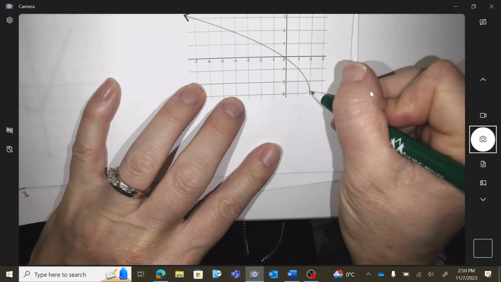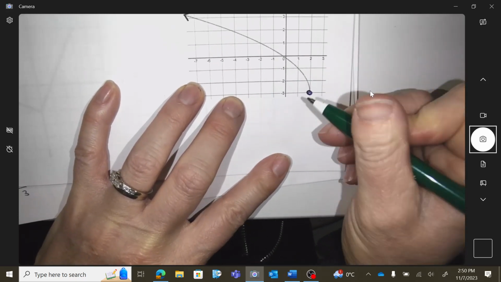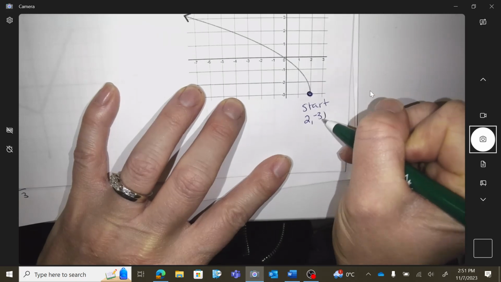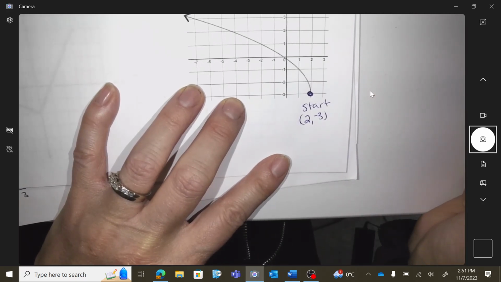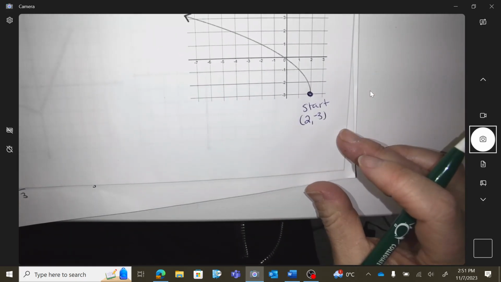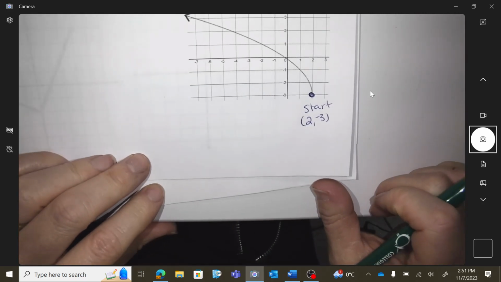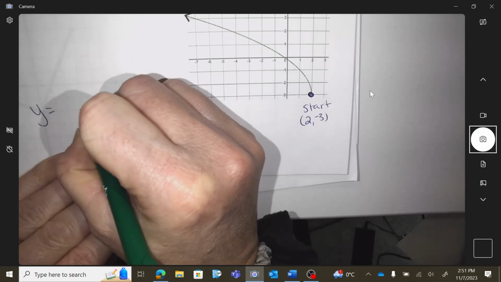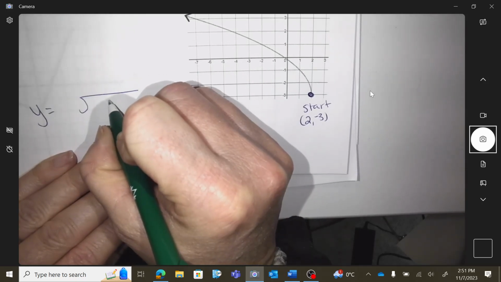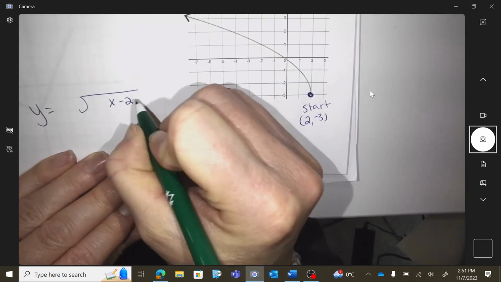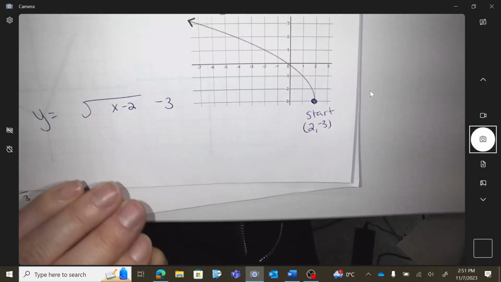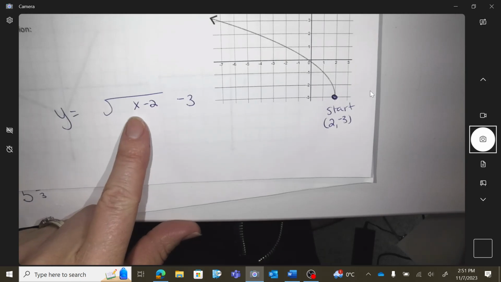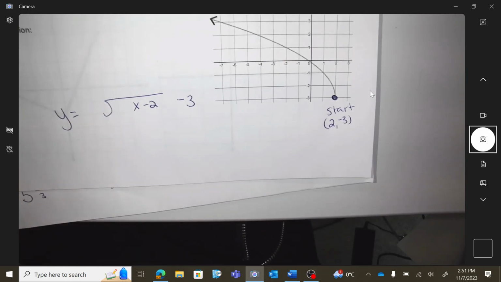Okay, we need to make an equation for this one. Okay, so where did we start? 2, negative 3. Oh, look at that. It's the same as the last time. Okay, 2, negative 3. So y equals, I'm just going to leave some spaces here. X minus 2 minus 3. I don't know if I have to put anything else in there.